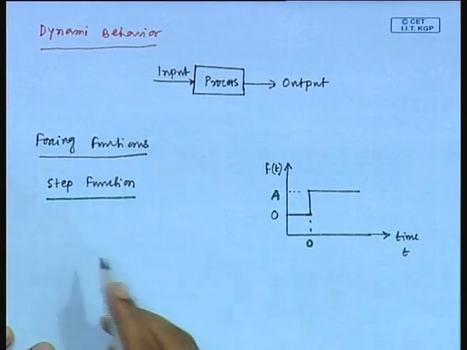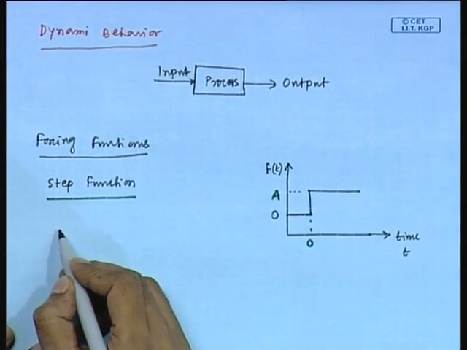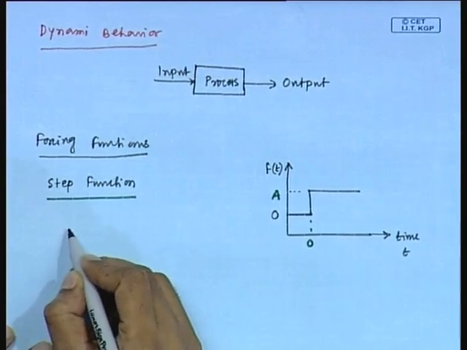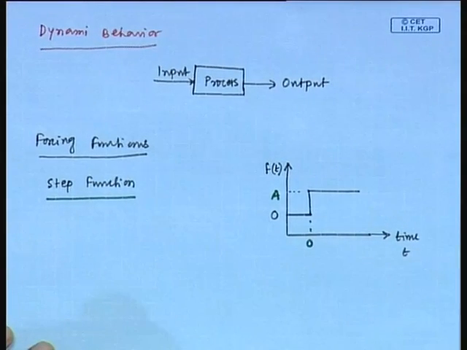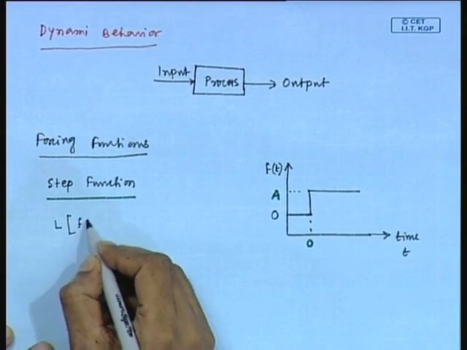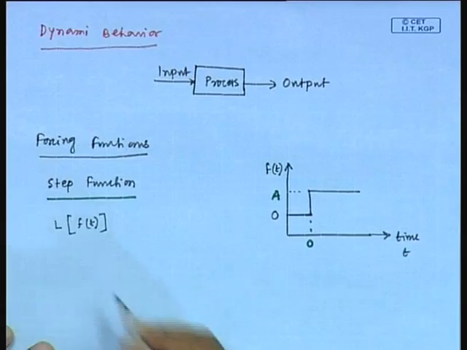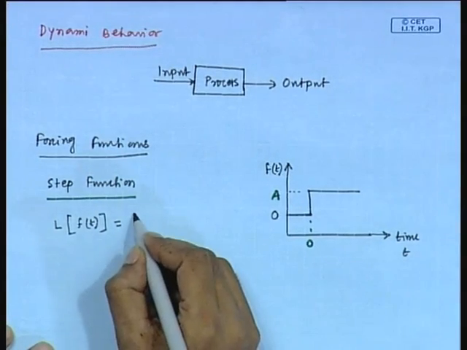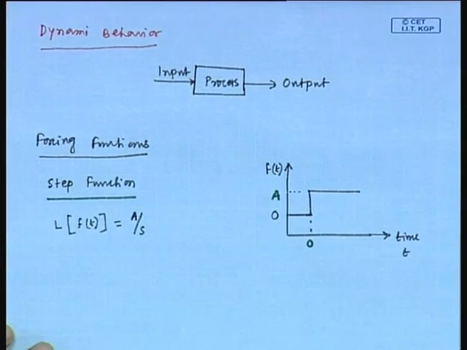Now, how we can represent it mathematically? F t equals to a, that is the step function. So, if we write the Laplace transform of this function f t, what will be the Laplace transform of this? A by s. So, the Laplace transform of a step function is a by s, where a is the magnitude of that step function.